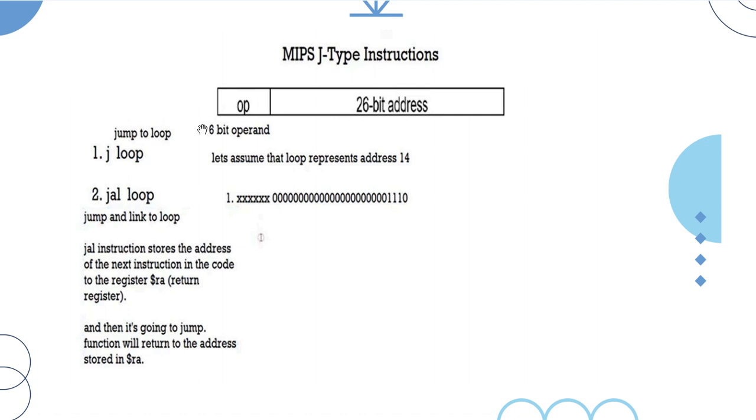In MIPS J-type instruction, there are 32 bits similar to the R-type and I-type, but the first 6 bits are the opcode and the remaining 26 bits are the address where we want to perform the jump operation. Examples are J loop, and jump and link to the loop, JAL loop. The JAL instruction stores the address of the next instruction in the register, and then it jumps. The function will return to the address stored in $ra.